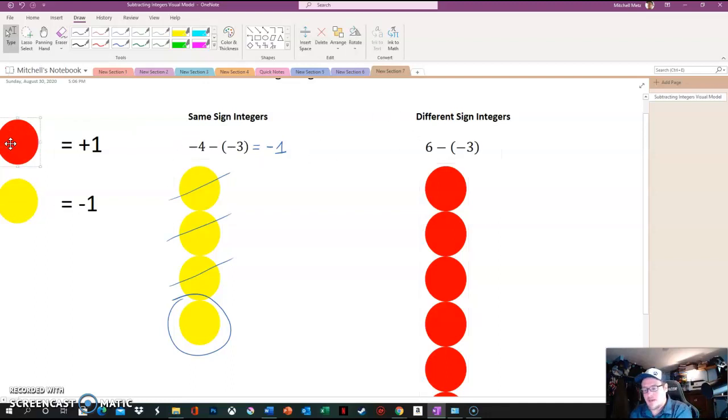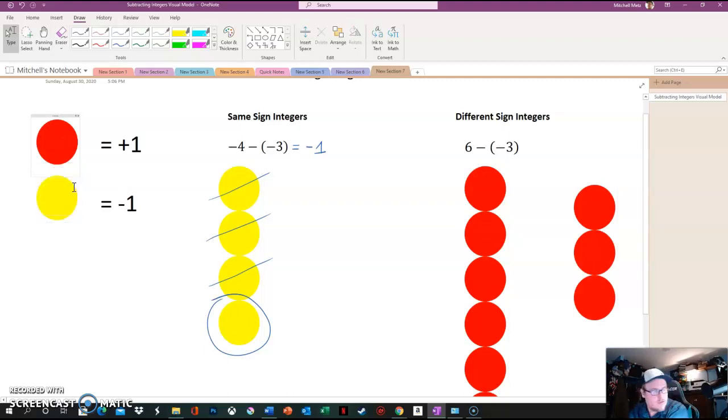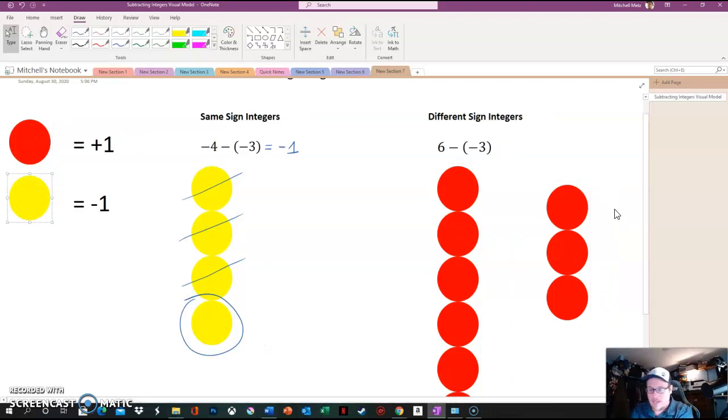So I'm going to copy my 3 red circles: 1, 2, 3, and then I'm going to take my yellow circles. Oops, I accidentally did that. Oh no. And then I'm going to copy 3 of these to represent it. So remember, this is representing a negative pair of taking away 3. We're representing this taking away of a -3 with these pairs, which cancel out.